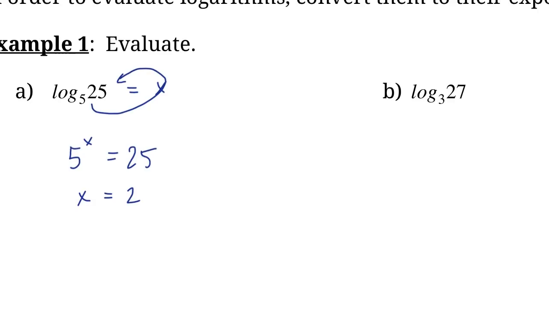Log base 3 of 27. What's that going to equal? Well, remember, we want to find what 3 to the power of something gives us 27. That's what a log does. It finds the exponent that makes that true. So 3 to the power of what is 27? We know the answer to that should be 3, right? 3 times 3 times 3 gives us 27. But if you wanted to write it out more explicitly, we can make this equal to x, and say 3 to the power of x gives us 27.